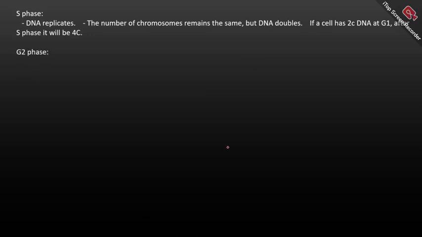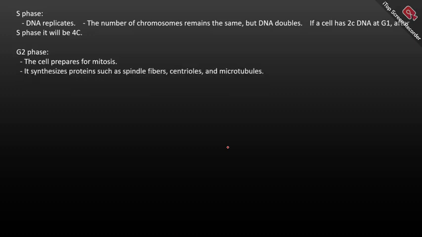Now let's talk about the G2. Here it's known as the G2. The cell now is ready to replicate, to divide, ready for mitosis. It prepares and produces proteins such as spindle fibers, centrioles, and microtubules. And the cell continues to grow in size. Then, when all this happens, we go to the M phase. And I told you, this one, I love it.